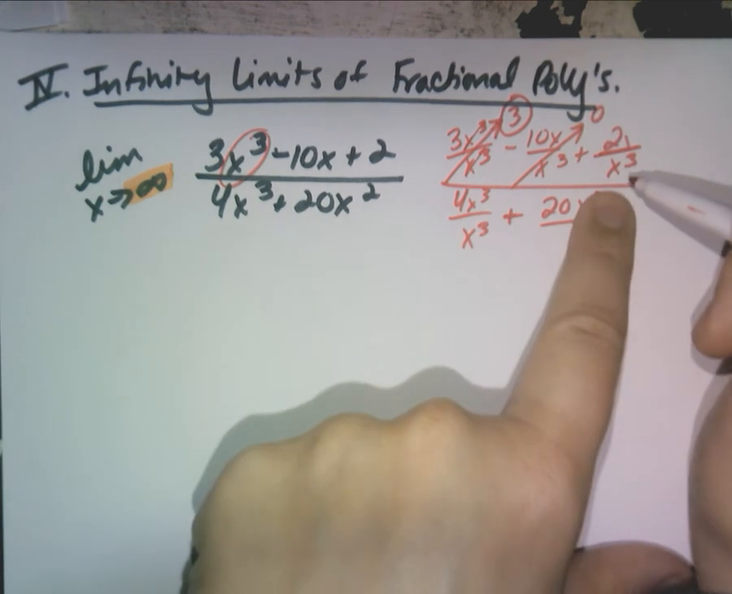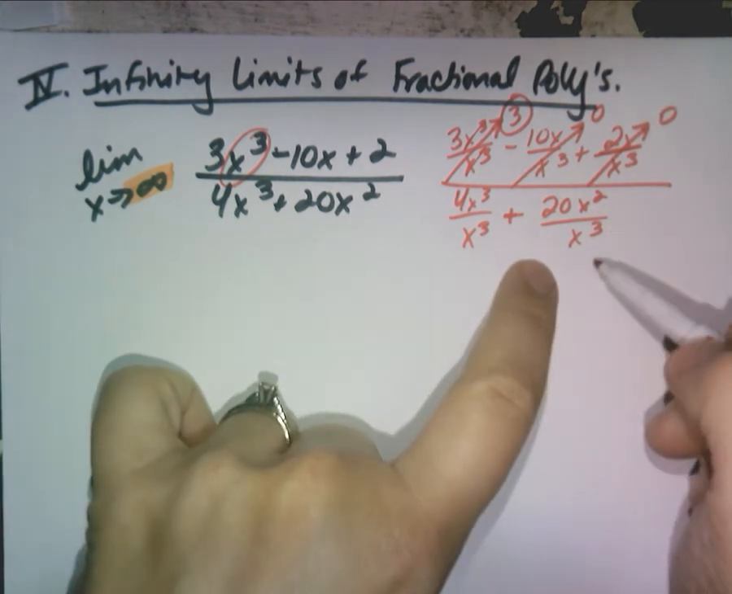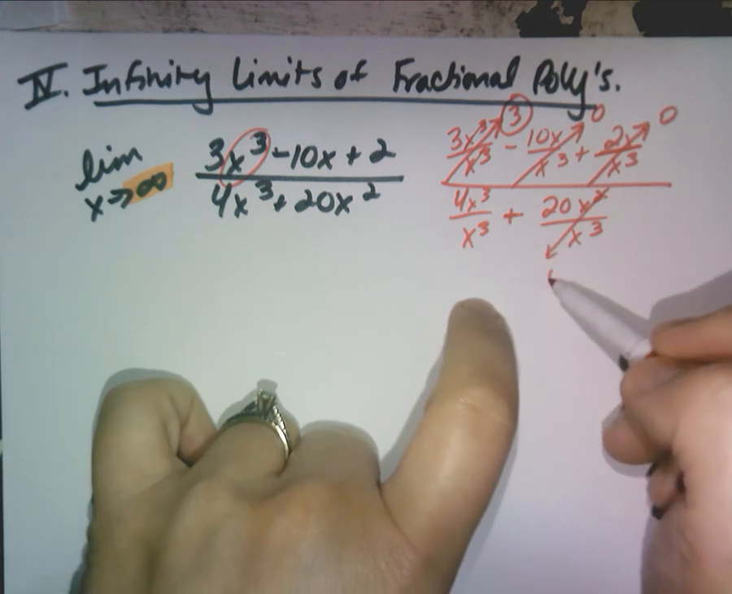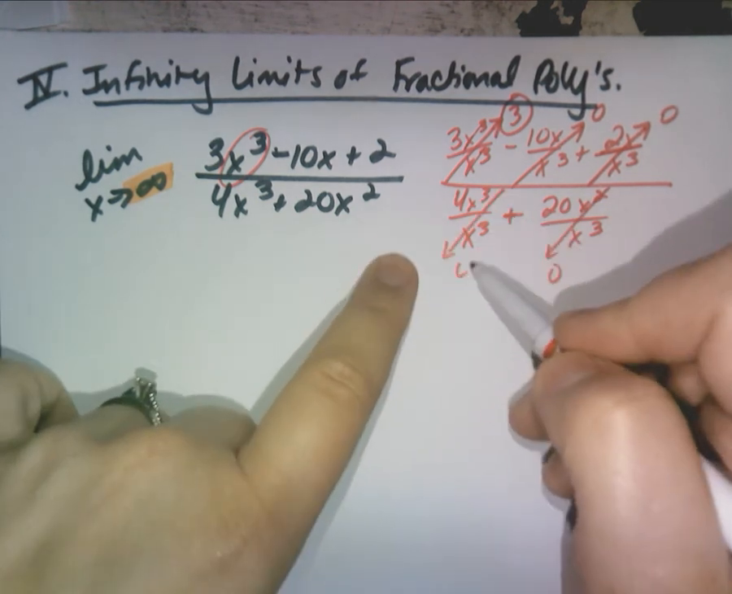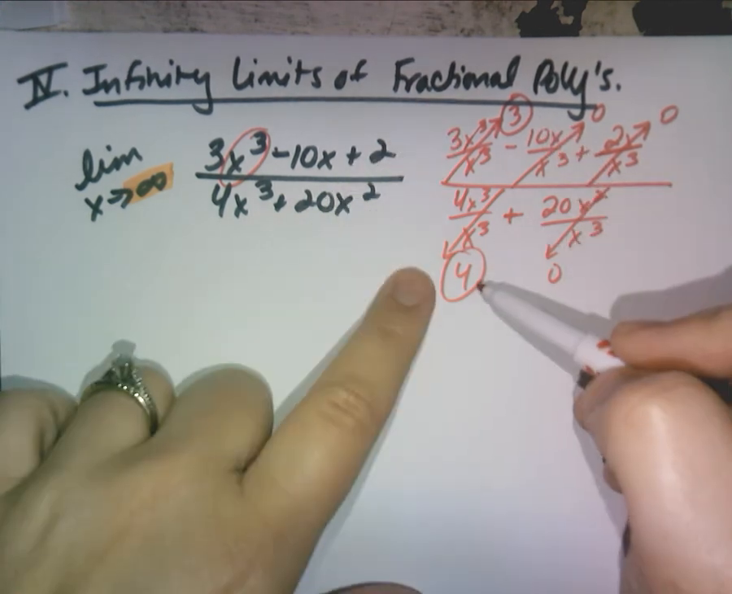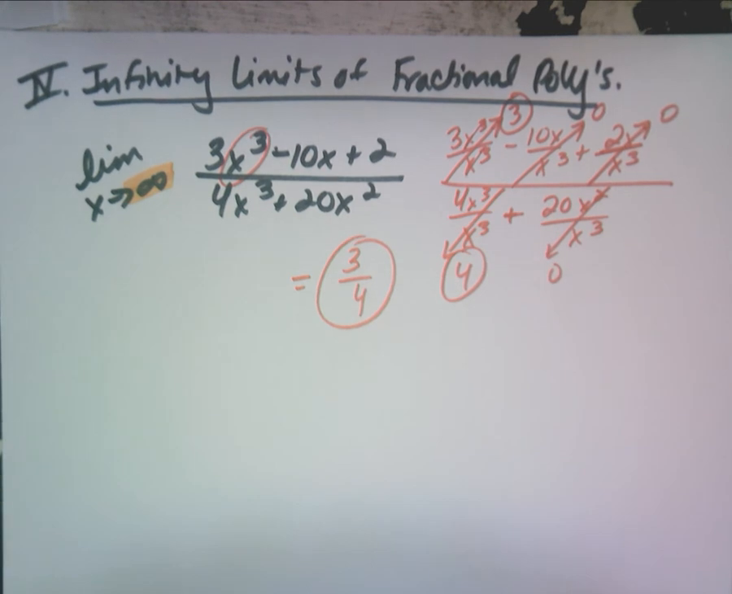Are you left with an x on the bottom here? It goes to 0. Are you left with an x on the bottom on this one right here? What about this one? What does this reduce to? So the limit on top is 3. The limit on the bottom is 4. That's your limit. 3/4.